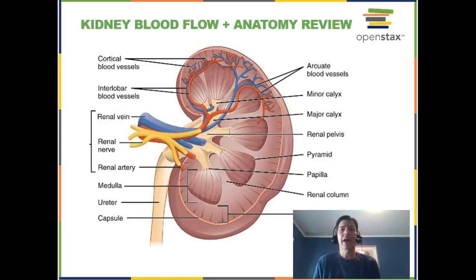Just to start with the anatomy, you're not going to have to know this for lecture exams, but we need to know all of this terminology before we can talk about how the kidney works. So I'm not throwing out terms you haven't heard before.